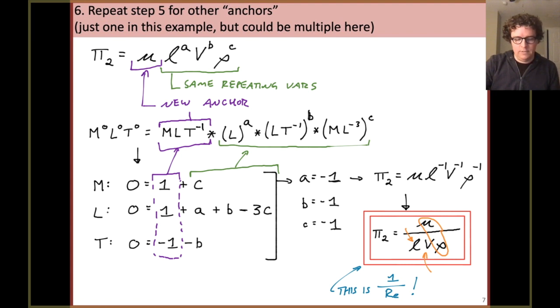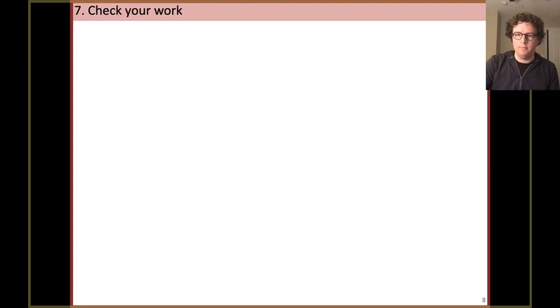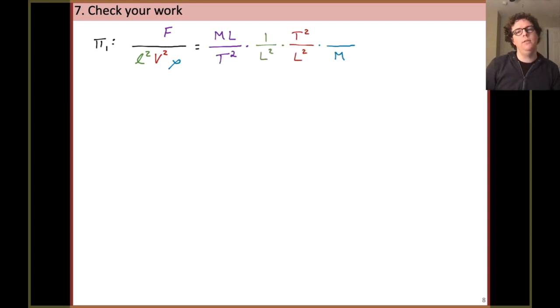Okay, so we've repeated step 5 for our other anchoring variable. We've got a second pi term. Step 7, check your work. So at this point, if you have done Buckingham's pi theorem correctly, these should be dimensionless. What I'll encourage you to do is always check that. So you can see here I've written the units for drag force in purple, for 1 over my length squared in green, 1 over velocity squared in red, and 1 over density in blue.